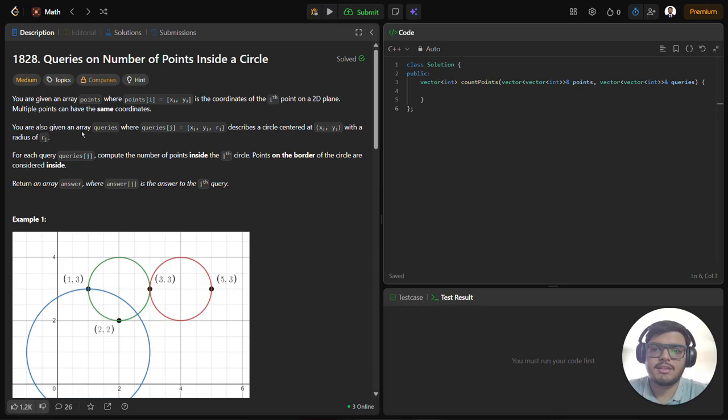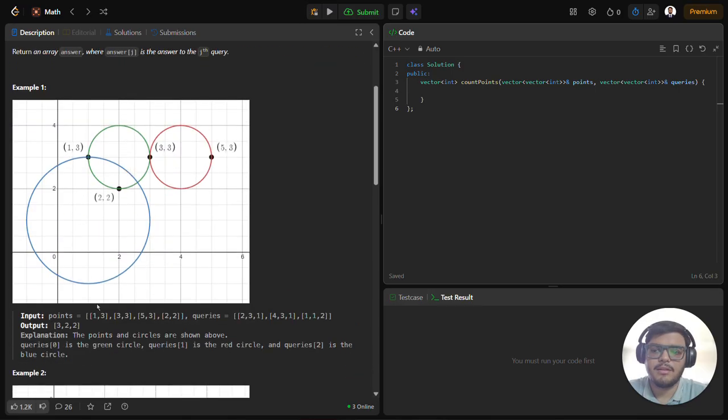Example 1: the points are (1, 3), (3, 3), (5, 3), (2, 2). Query 1 is a circle centered at (2, 3) with radius 1. Three points fall inside it. Query 2 is centered at (4, 3) with radius 1: 2 points. Query 3 is centered at (1, 1) with radius 2: 2 points. Output is 3, 2, 2. Points on the border count as inside also. So that's a key detail.